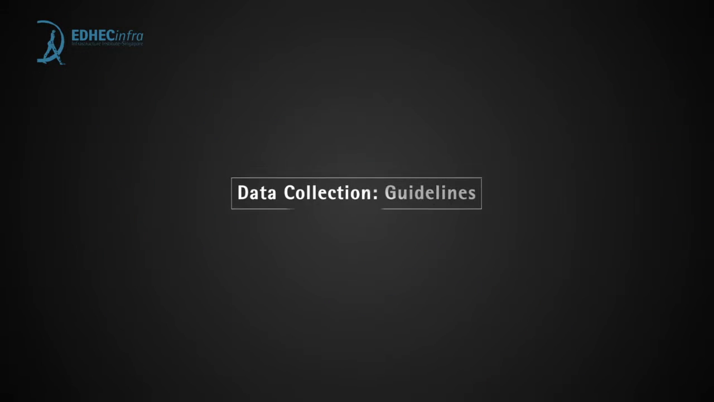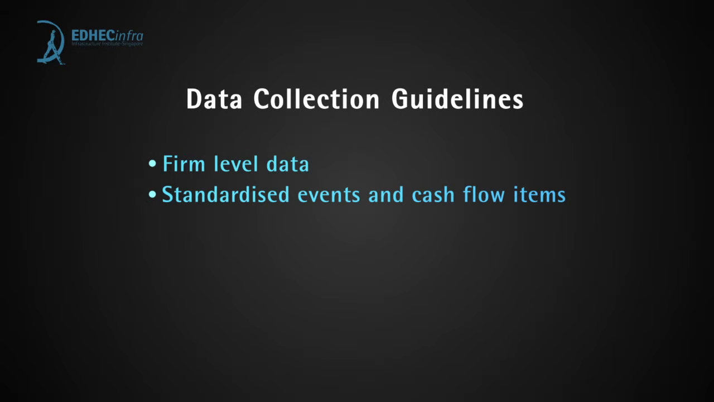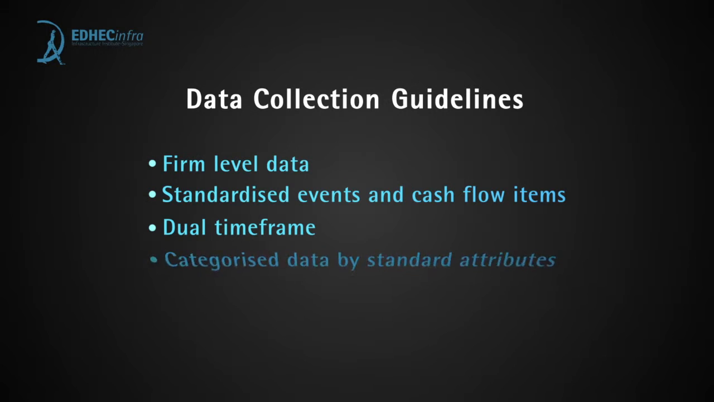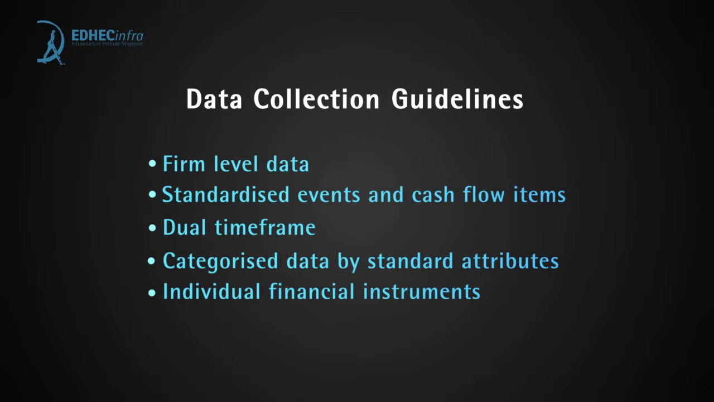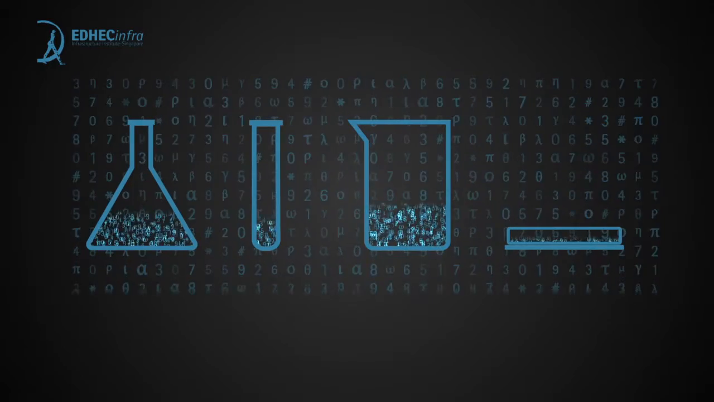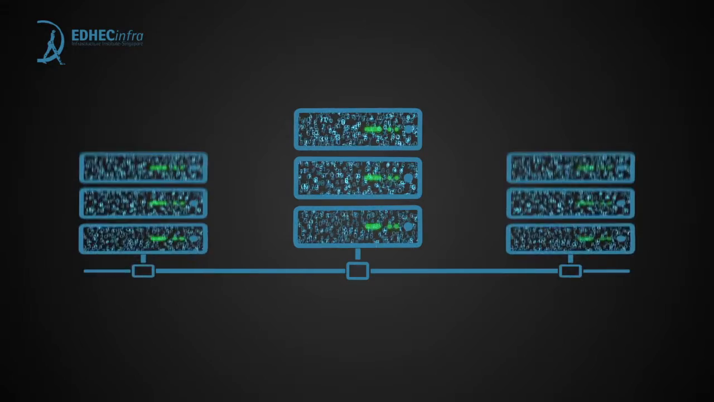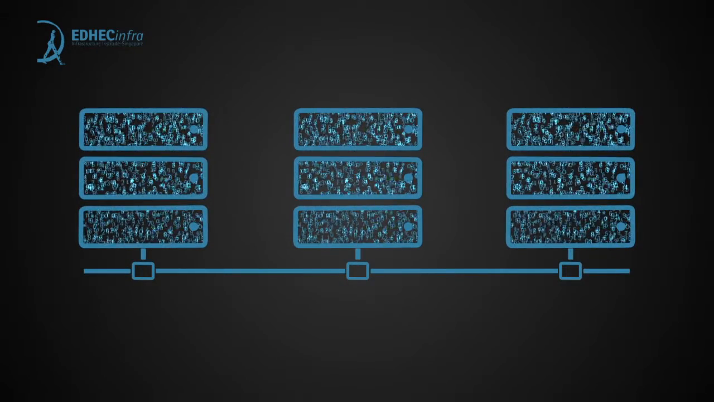In 2016, EDHECinfra is publishing a set of guidelines for collecting data about infrastructure investments. These guidelines highlight the need to collect data reported at the underlying firm level, to focus on standardized events and cash flow items, to report data using a dual time frame, to categorize data according to a limited set of attributes, and to record and document individual financial instruments. With the framework in place for reporting, aggregating, and analyzing infrastructure investment, EDHECinfra is building the global database that will be used to deliver benchmarks for long-term investors in infrastructure.